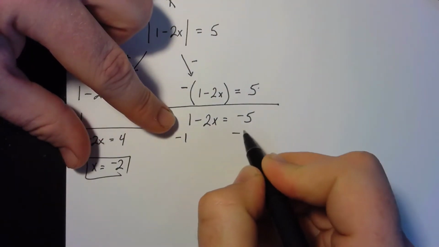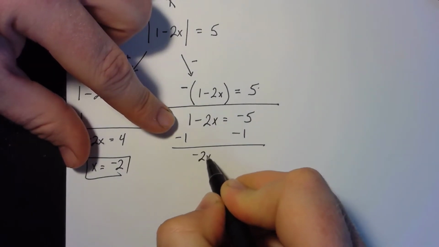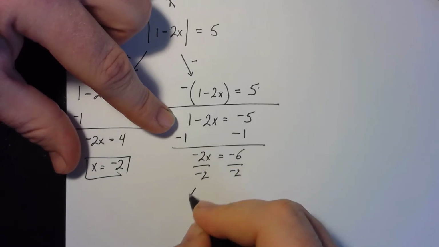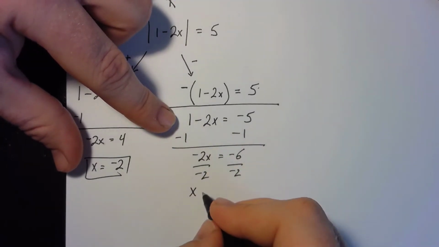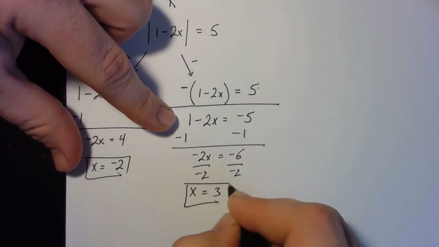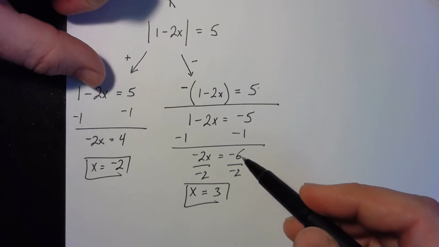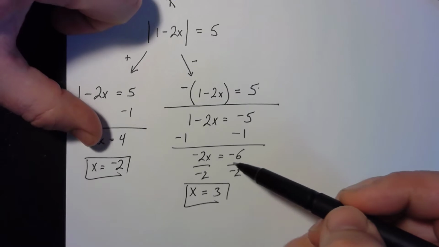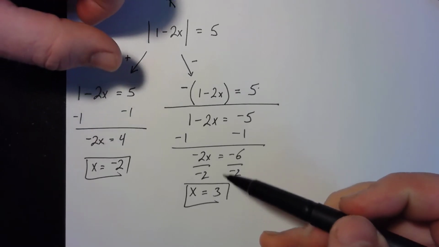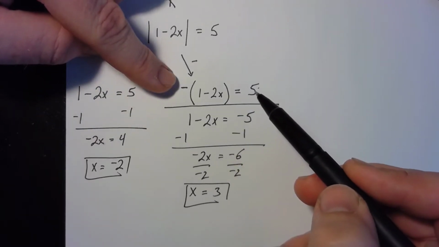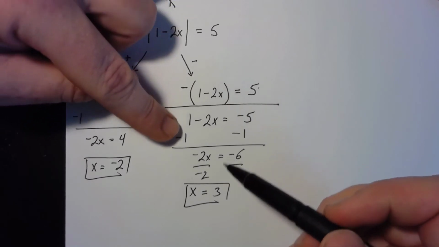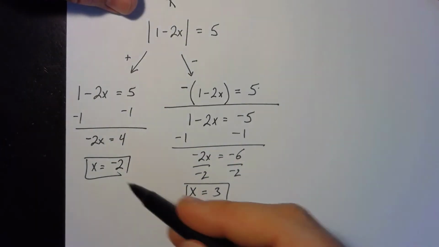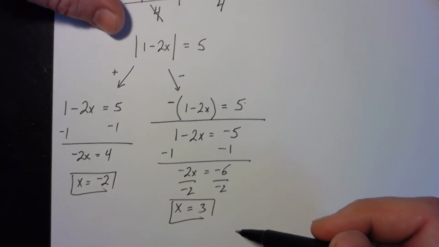I will now subtract the 1 on this side, giving me a negative 2x equals negative 6, and then dividing by a negative 2. Now the reason why I move that negative over is you'll notice when I solve this secondary case, I subtracted 1 just like I did in the first case, and then I divided by the negative 2 just like I did in the first case. If you were to move this negative over, almost every single step that you do in this case will be exactly the same. So now I have two solutions, x equals negative 2 and x equals 3.